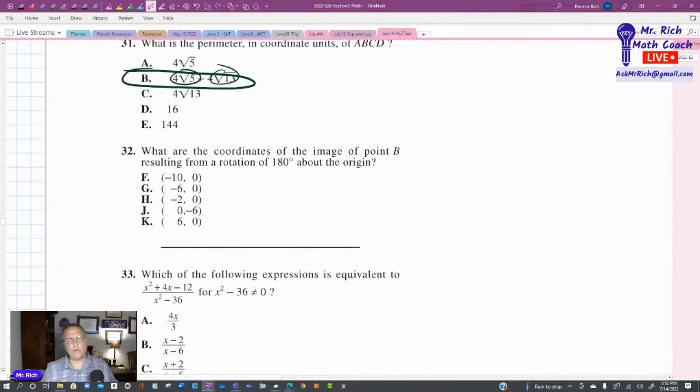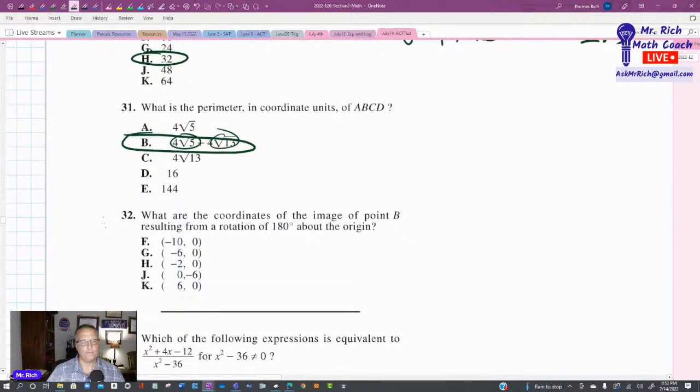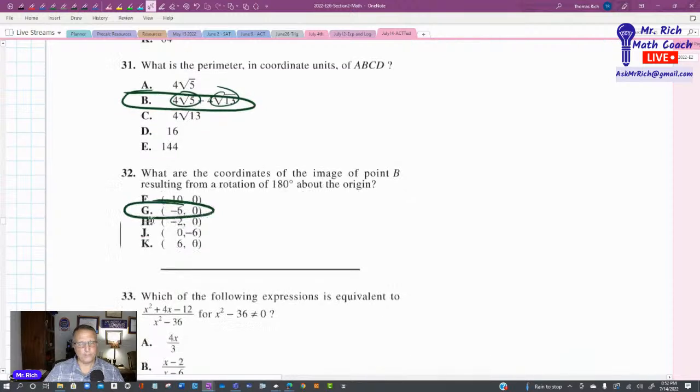Number 32. What are the coordinates of the image of point B resulting from a rotation of 180 degrees about the origin? Well, that's pretty simple, right? If I'm taking point B and rotating it 180 degrees, it's going to be reflected over to the other side. If you take this ray and rotate it 180, it's just going to be pointing out here at -60. And so I'm going with G.